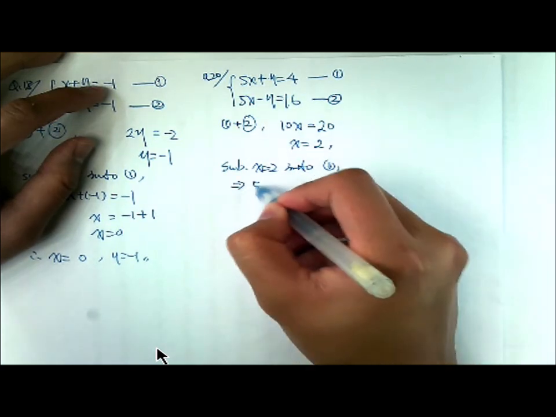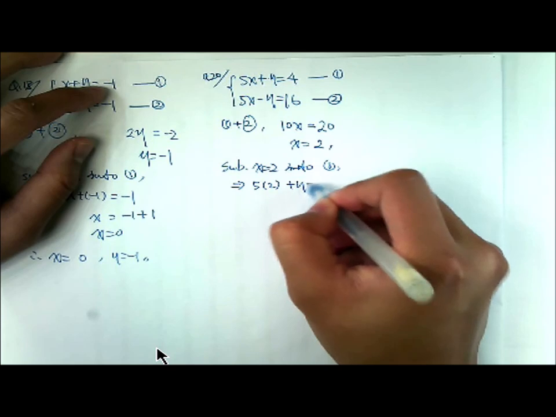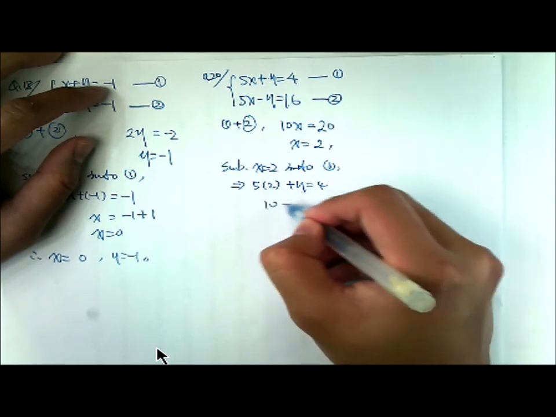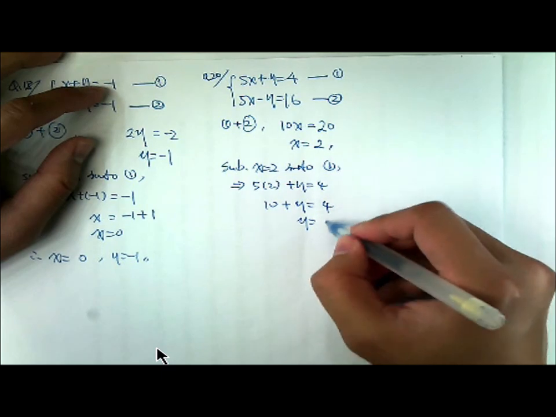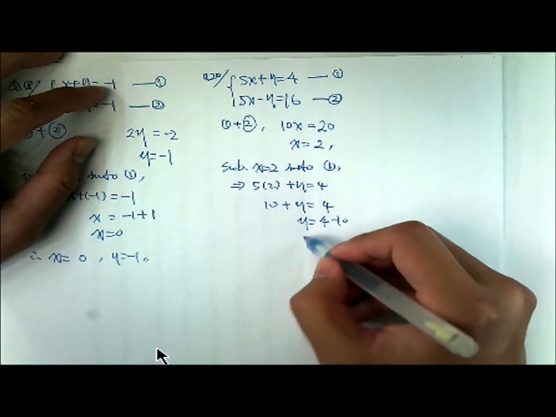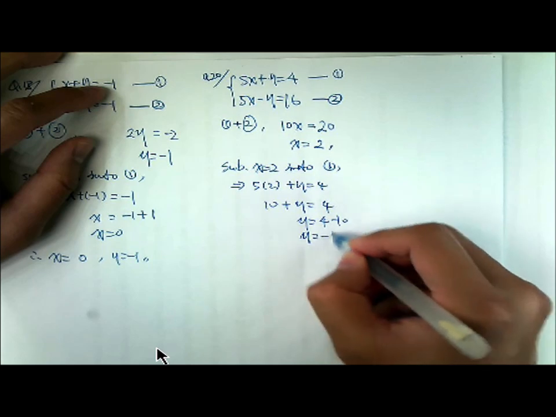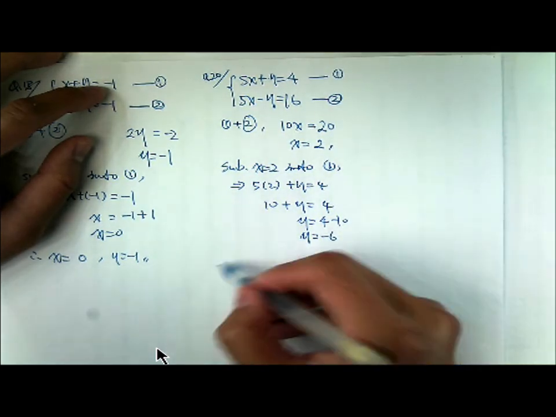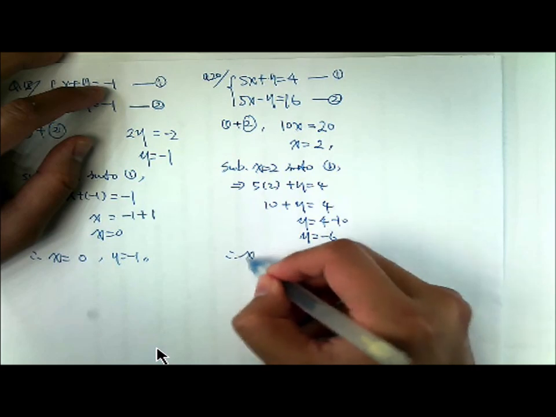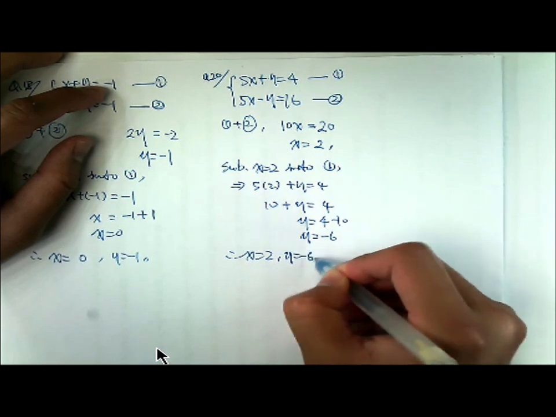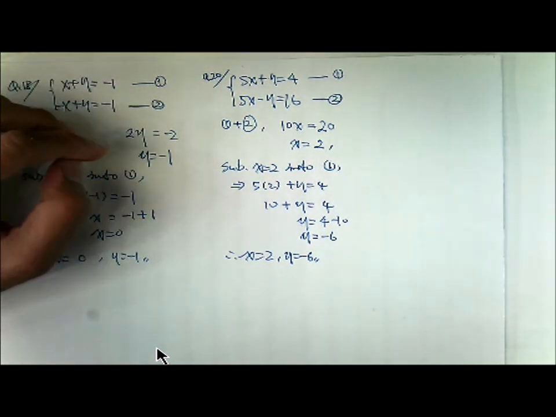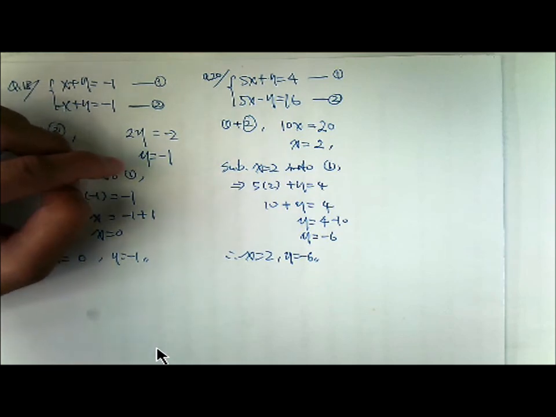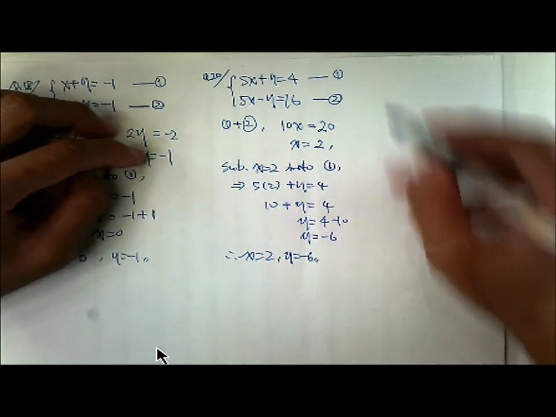You have 5 times 2 plus y equal to 4. 5 times 2 is actually 10. It's okay. So y equals 4 minus 10. Finally, y equal to minus 6. So the conclusion: x equal to 2, y equal to minus 6. It's okay. Okay, so this is question 20. Let's go to question 21.